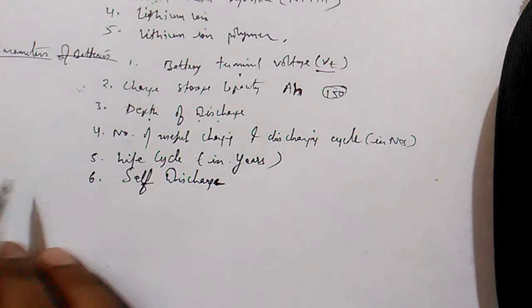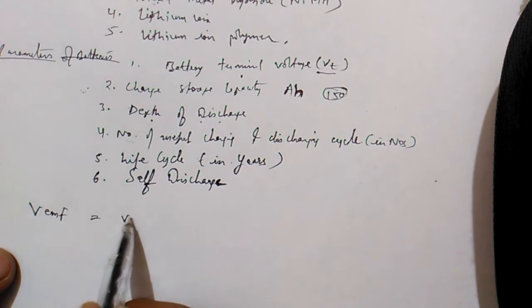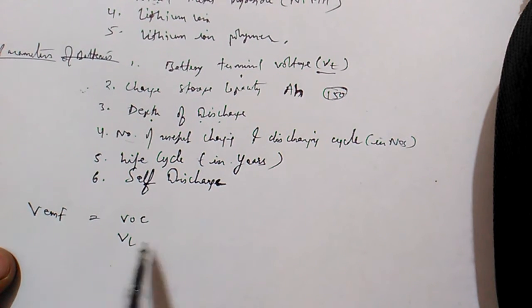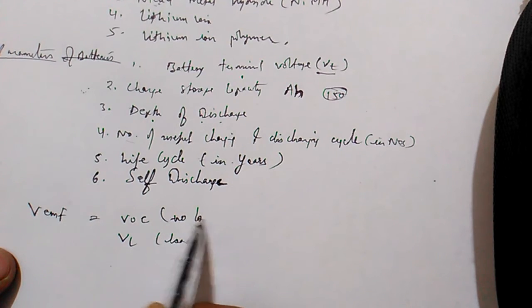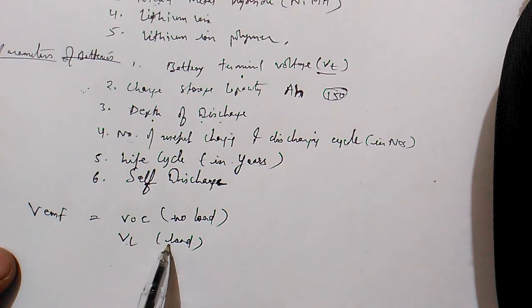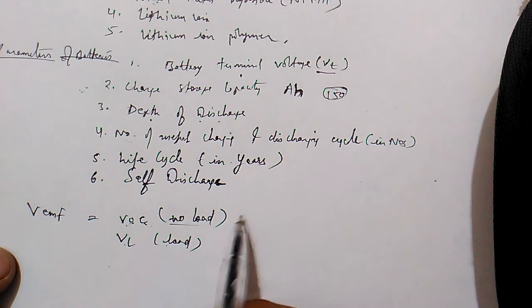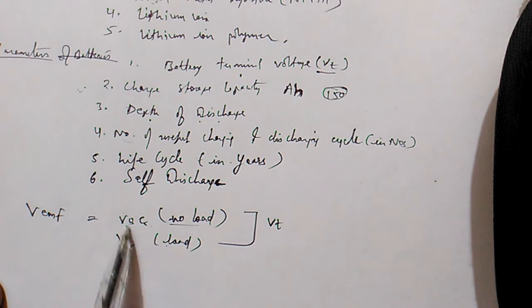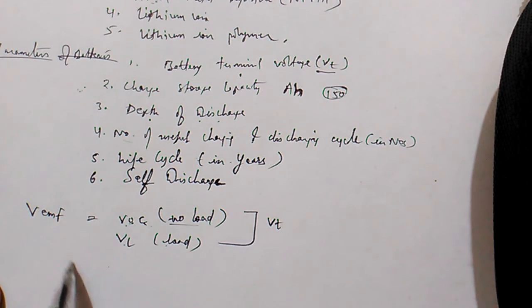So next is VEMF, you can say VOC or you can say VL. VL is on load and VOC is on no load. VL means load, and VOC means open circuit voltage, meaning no load. Both are terminal voltages. VOC is on no load and VL on load. So this is called terminal voltage.